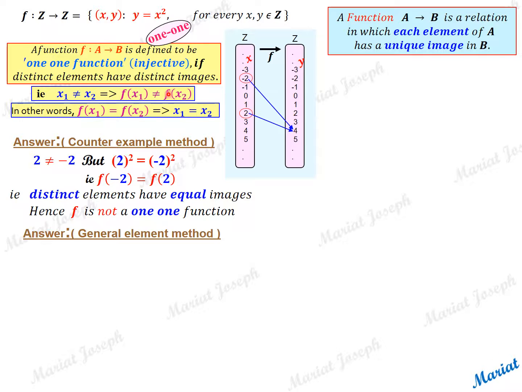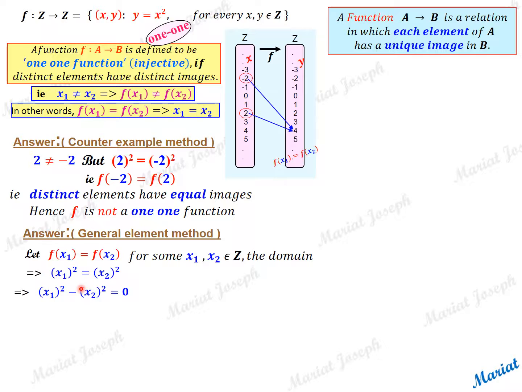This same concept can be explained through a general element method also. That is, in case the images are equal for some x1 and x2 of the domain, then the pre-images should also be equal only if we can call it a one-one function. Let's see what is happening. f of x1 is equal to f of x2 means x1 square is equal to x2 square, as the function says the image is to be created as the square of x. This equation we take further.